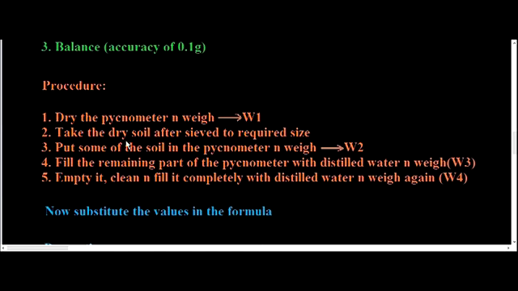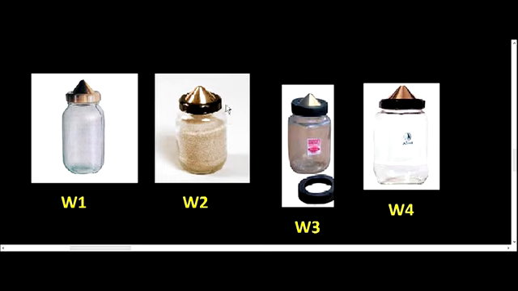Now take the dry soil sample after sieving it to the required size. Put some of the soil sample into the pycnometer. Remember, you can put as much of a sample as you wish, but do not fill the pycnometer completely with soil. Now take the pycnometer and fill the remaining portion with water and carefully close the lid, and again carefully fill the remaining part of the pycnometer with water up to the nozzle and weigh it. Note down the weight as W3.